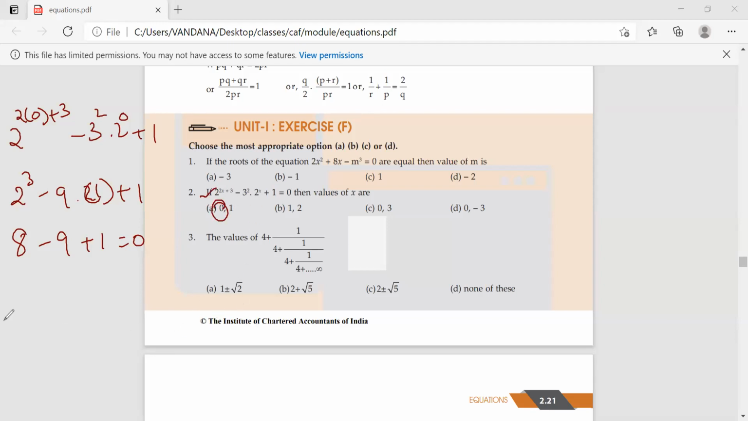Now let us check for x is equals to 1. 2 raised to 2x, so 2 into 1 plus 3 will be 5, minus 9 into 2 raised to 1 is 2, plus 1. 2 raised to 5 is 32. 9 into 2 is 18 plus 1. This is not equal to 0. So 1 is not satisfying, but 0 is.